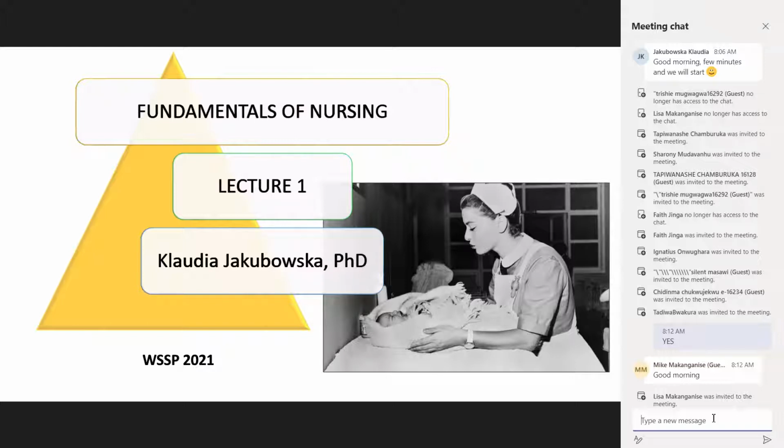First, maybe my name and surname. I am Klaudia Jakubowska. I have lectures with you and also with group number 10, but I don't know if group number 10 is here in Poland, but I have classes with you.